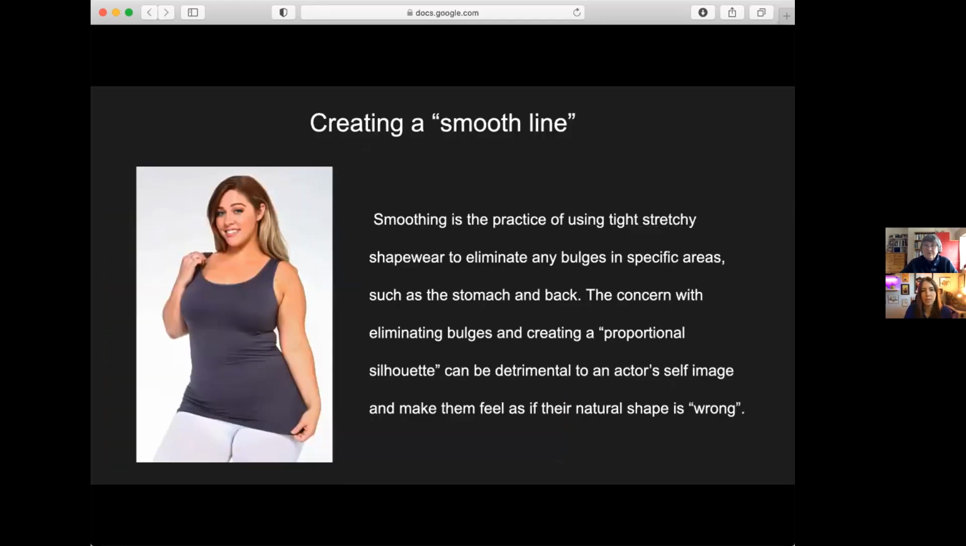Which brings us to the idea of shapewear to create a smooth line. The idea of a smooth line was brought up a number of times by survey respondents. Smoothing is the practice of using tight, stretchy shapewear to eliminate any bulges in specific areas, which is usually the stomach and back. Body smoothing is a fashion industry creation that has been pushed by advertisers for decades. The concern with eliminating bulges and creating a proportional silhouette can be detrimental to an actor's self-image and make them feel as if their natural shape is somehow wrong.